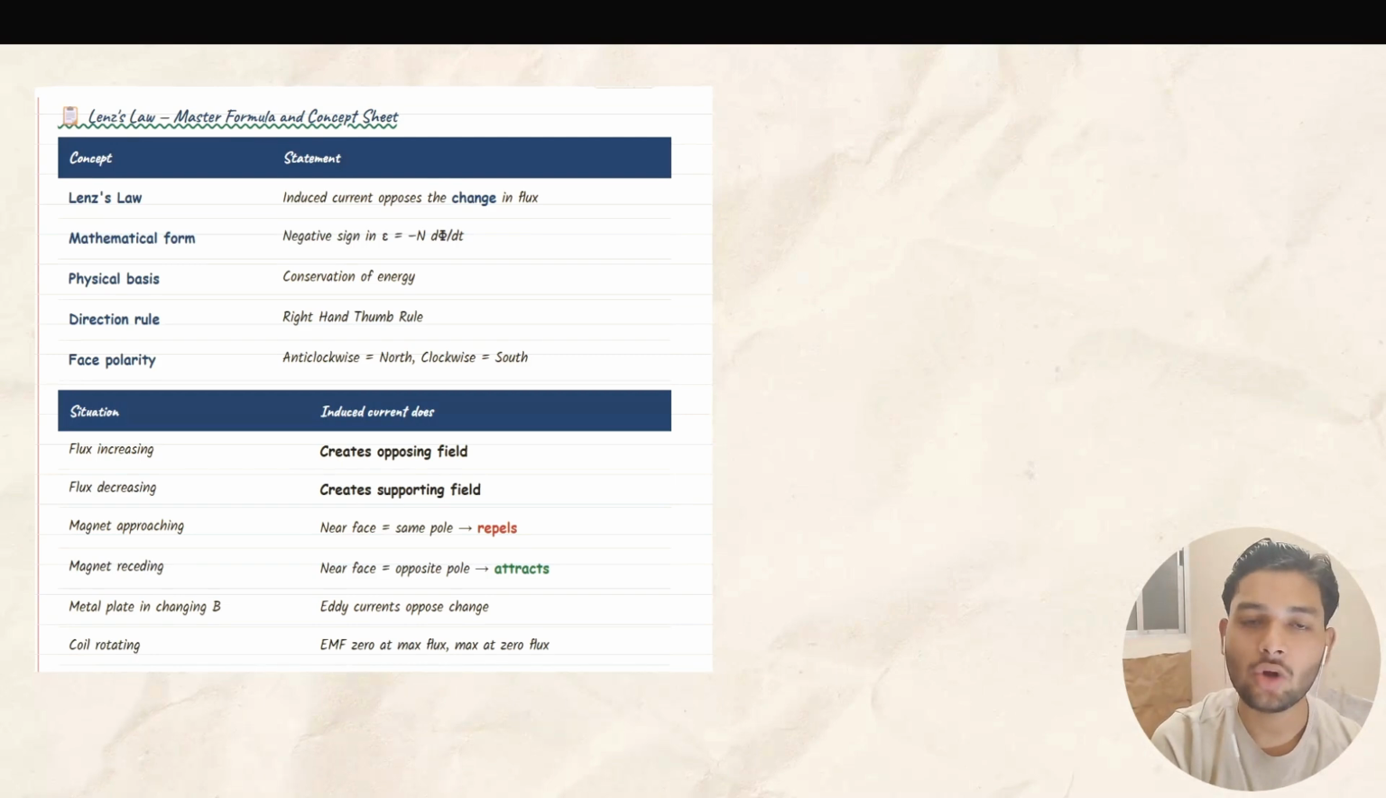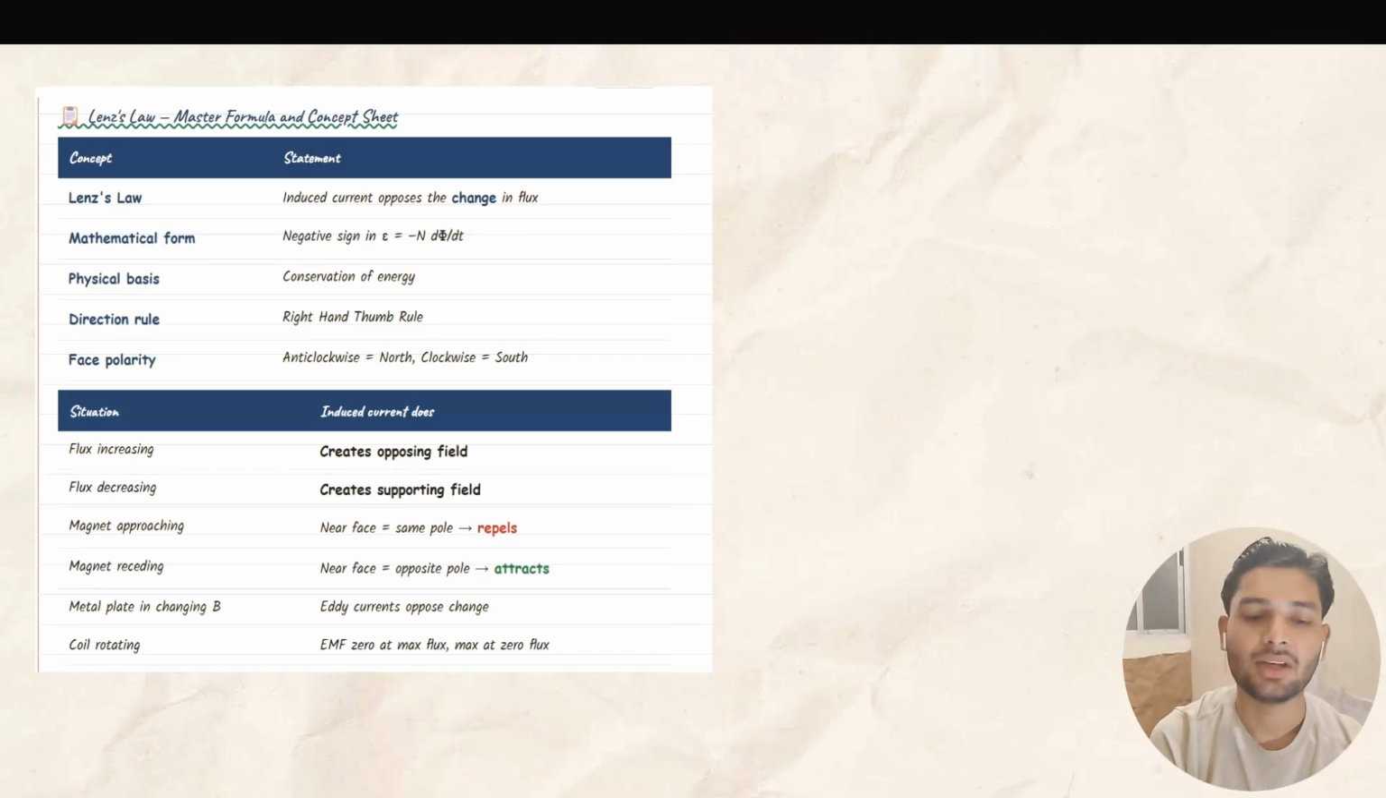Phase polarity: anti-clockwise is north and clockwise is south. Flux increasing creates an opposing field. Flux decreasing creates a supporting field. Magnet approaching, near face is the same pole, which means it is repelling. Magnet receding, near face is the opposite pole, so the coil would now attract. Metal plates in changing B, eddy currents oppose changes. Coil rotating, EMF is 0 at maximum flux and maximum at 0 flux.